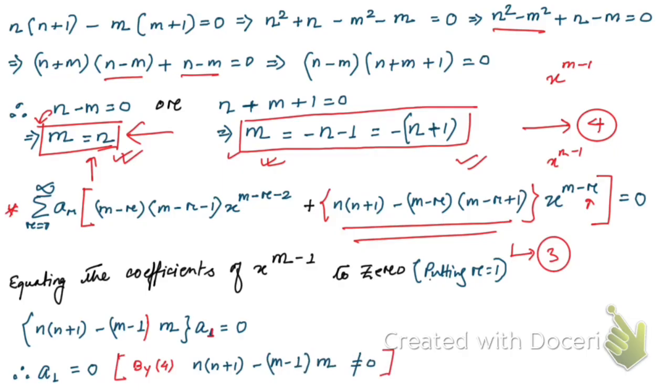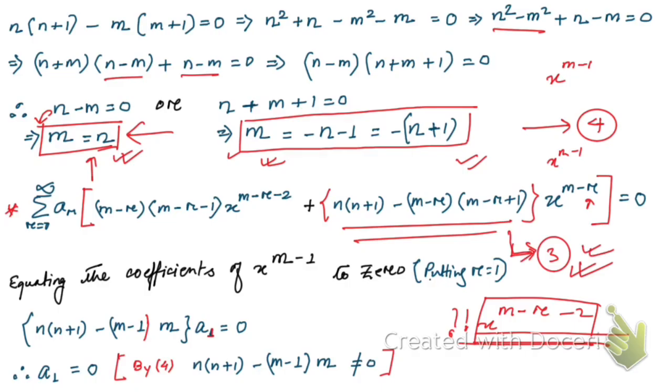Let me mention. Now again, let me copy this equation number 3 and let me go to the new slide. Okay, let me go to the new slide. Then this time we're gonna equate the coefficient of x to the power m minus r minus 2 with 0. Okay, we're gonna equate the coefficient of this term to 0. Okay, so for that purpose, let me write equation number 3 again.